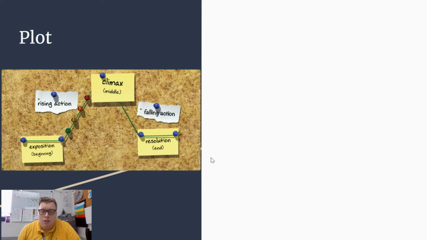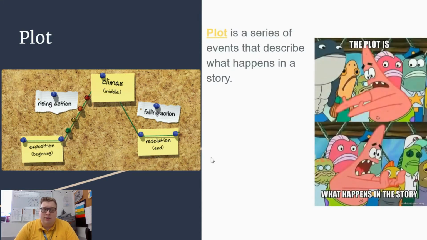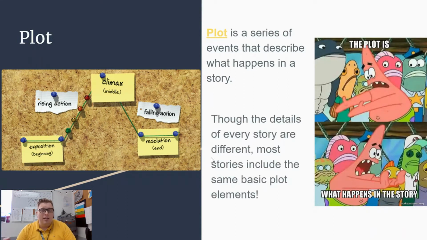Well, the definition of plot is a series of events that describe what happens in a story. It's what happens in the story. Although every story is different, and they have different details and different characters, they all share the same basic plot elements. They can be mapped out, as you can see in this plot map. We have the exposition, the rising action, the climax, the falling action, and the resolution. Now let's look at each of these in a little bit more detail.